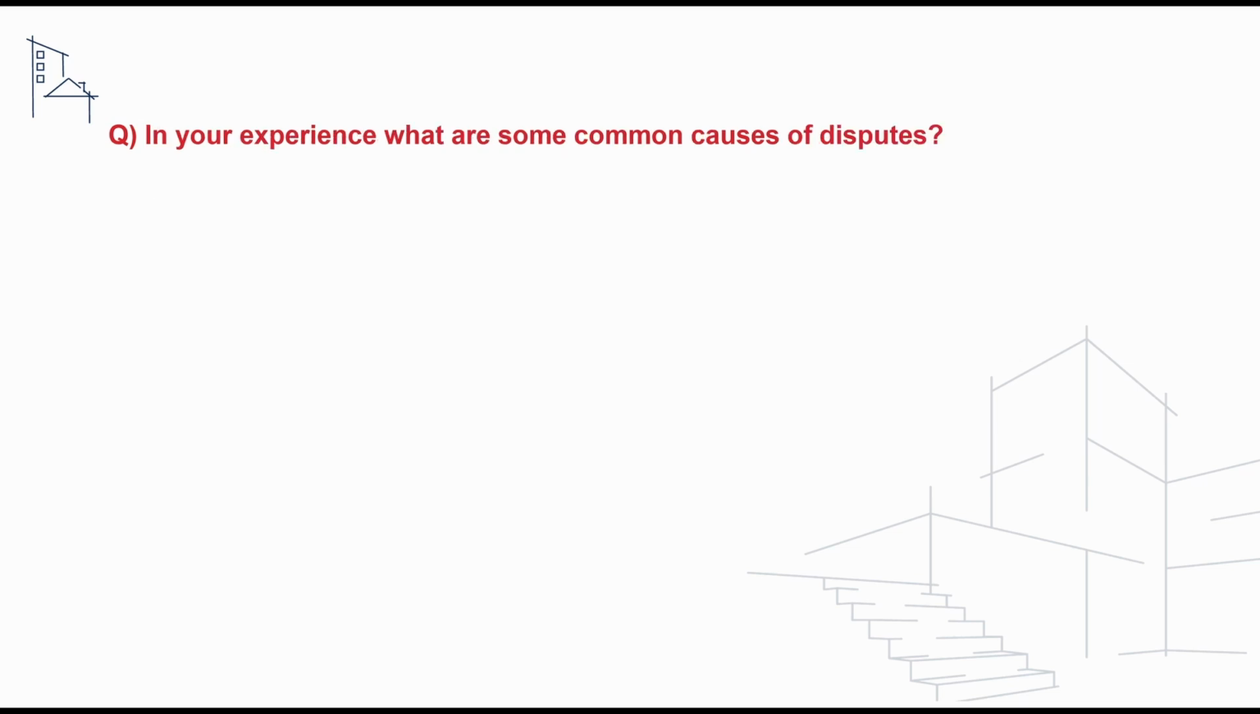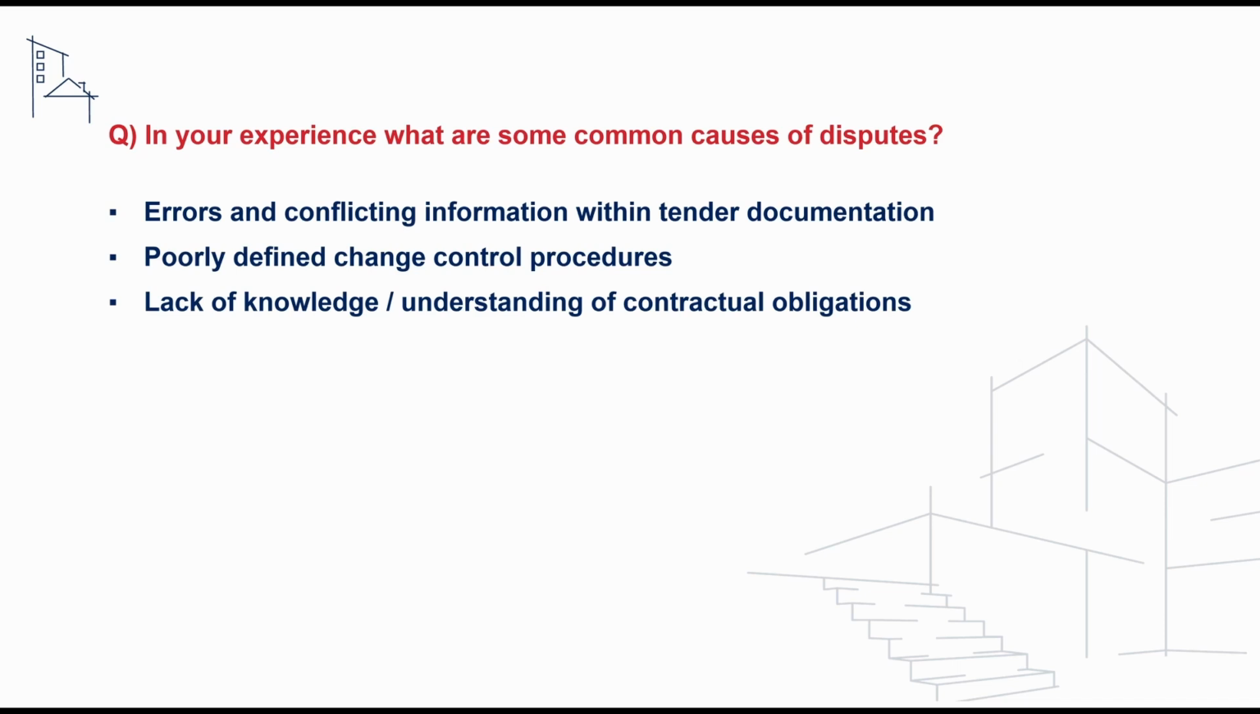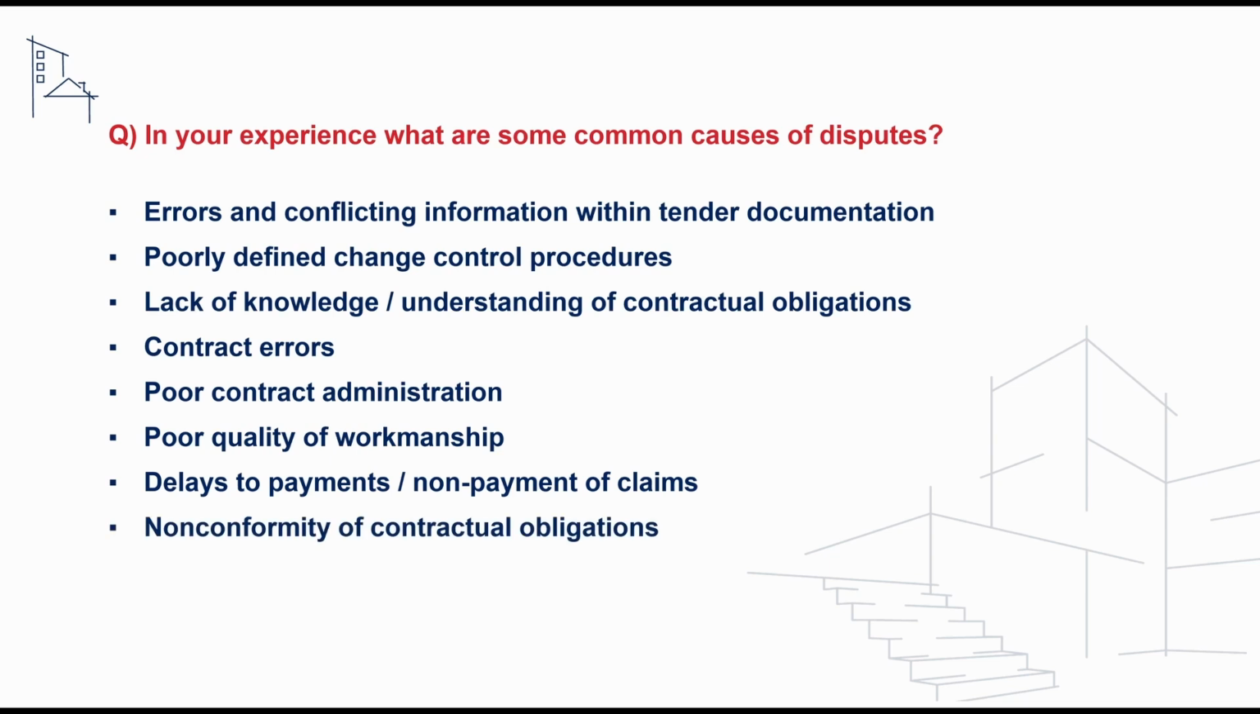We may also be asked a level 2 question reflecting on our own experience of some of the common causes of disputes, and this will obviously be personal to your own experience, but we could make reference here to errors and conflicting information within tender documentation, poorly defined change control procedures, a lack of knowledge or understanding of contractual obligations, errors within the contract, poor contract administration, poor quality of workmanship, delays to any payments or non-payment of claims, and finally, non-conformity of contractual obligations.